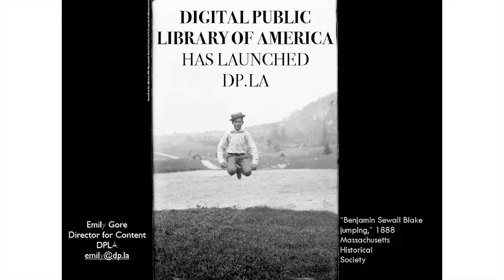So this is one of my favorite pictures in the DPLA. It's actually one of the pictures we use on the homepage, if you've been to our homepage. It's from the Massachusetts Historical Society, and I love this early image of this boy jumping. We don't have a whole lot of metadata. We don't know a whole lot of contextual information about the image, but I just think it's pretty awesome.